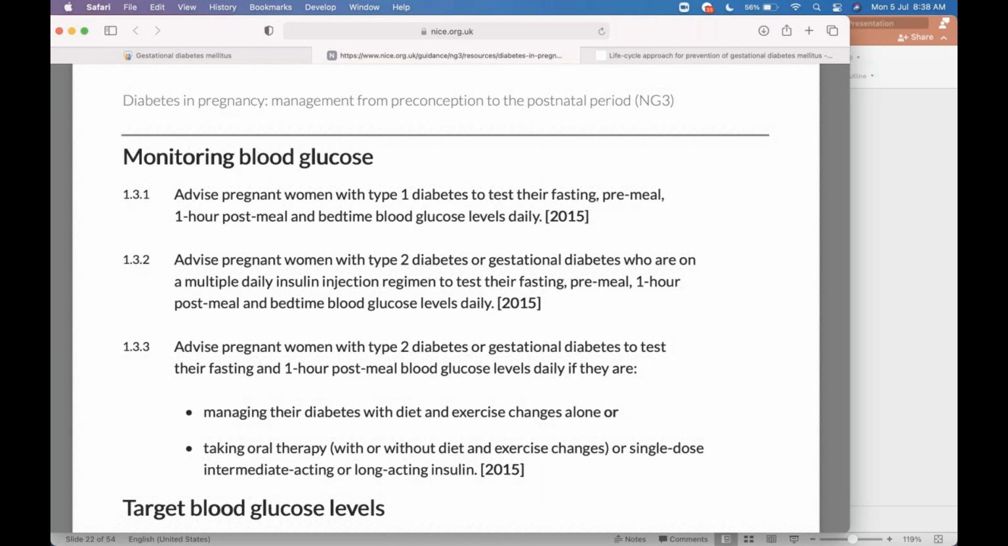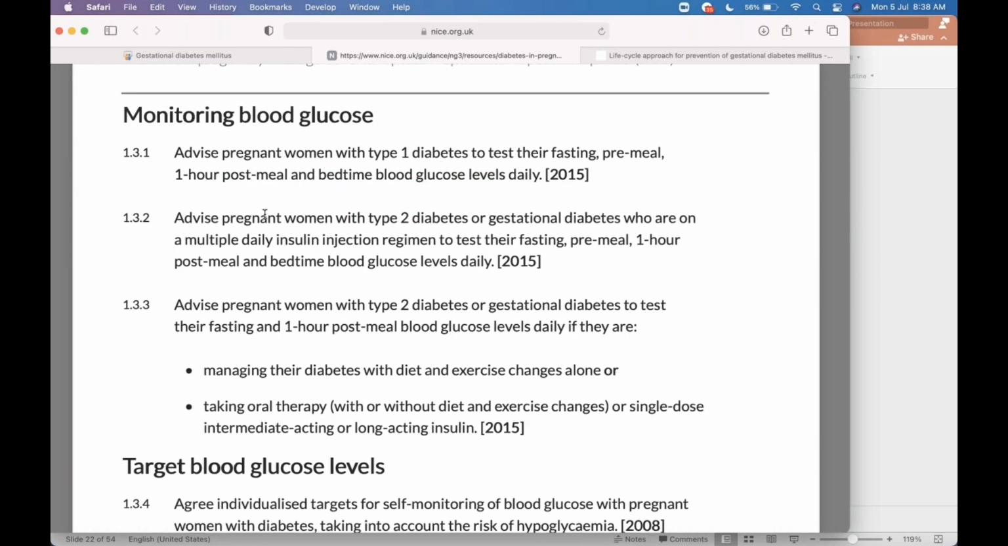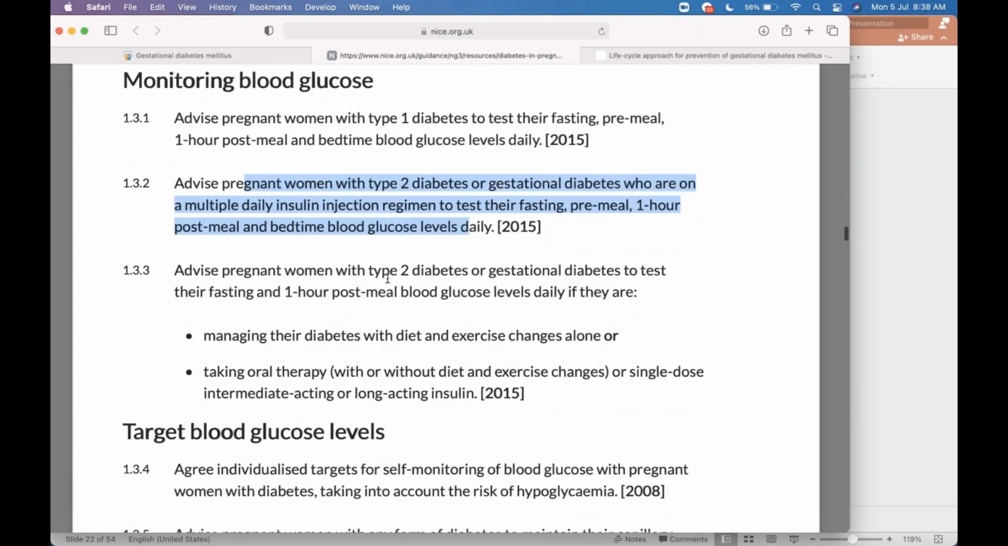But the whole point is, how long will I keep on measuring glucose? I don't want to measure glucose endlessly. So you will advise pregnant women with type 1 diabetes to test their fasting, pre-meal, 1 hour post-meal, and bedtime glucose levels daily. This is extremely important in type 1 diabetes. Type 2 or gestational diabetes patients on multiple daily insulin need fasting, pre-meal, 1 hour post-meal and bedtime levels daily. But advise pregnant women with type 2 or gestational diabetes to check fasting and 1 hour post-meal glucose if they are managing their diabetes with exercise alone or oral therapy.